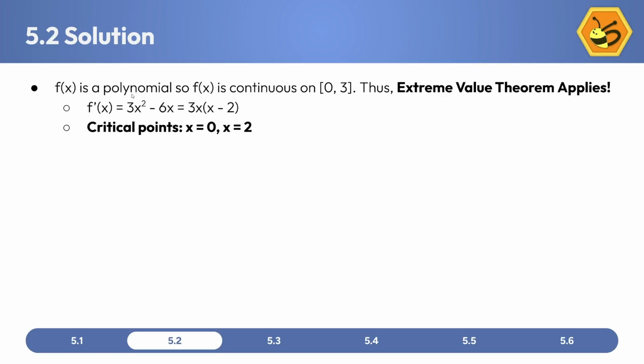Right, so our solution: since f of x is a polynomial, it's continuous on its entire domain, so it must also be continuous on 0 to 3. So the extreme value theorem applies. Once we take our derivative, we get 3x times x minus 2. If we set this equal to 0, we have x equals 0 and x equals 2 as critical points. Since f prime of x is also a polynomial, we don't have any discontinuities, so it's not possible for there to be any cases where it's undefined.